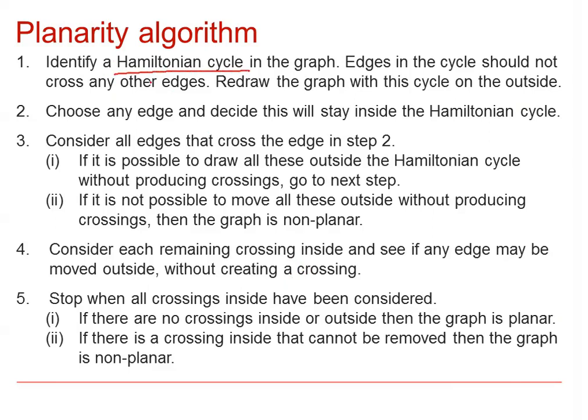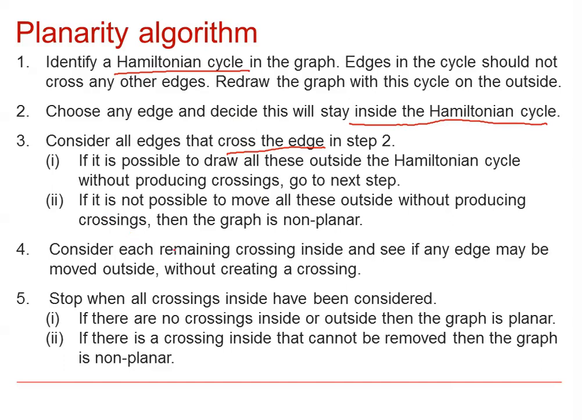First of all, you need to identify a Hamiltonian cycle, and none of the edges in the cycle should cross each other, so we would need to redraw the graph with this cycle on the outside. Then we choose any edge and decide this will stay inside the Hamiltonian cycle. Then we must consider all edges that cross the edge, and we look to see if we can draw them on the outside. And if so, we go to the next step. And if we can't draw them on the outside without crossing, then the graph is non-planar.